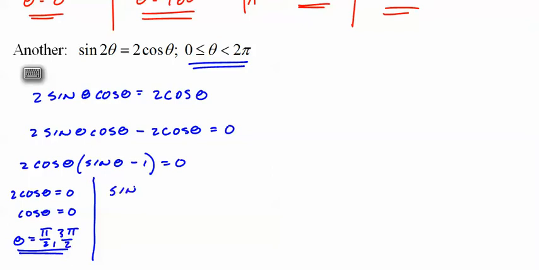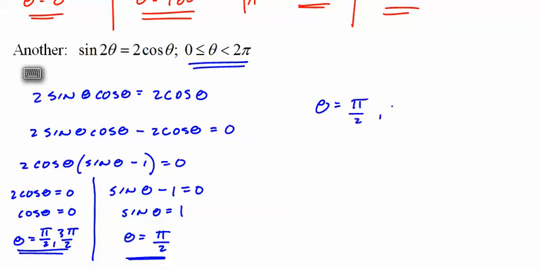Don't forget to do the other half of the problem. Where does sine of theta equal 1? Interestingly enough, it works for both sides of the equation. These things happen. So theta equals, making sure I've done this right, pi over 2, 3 pi over 2.